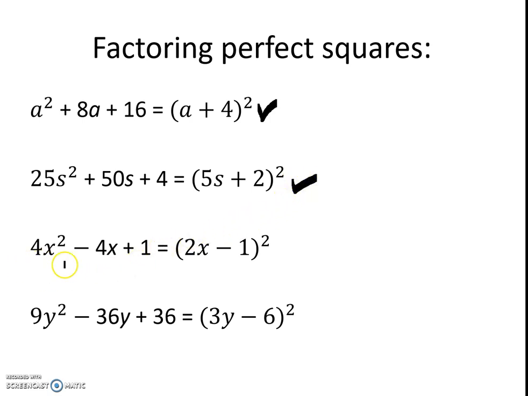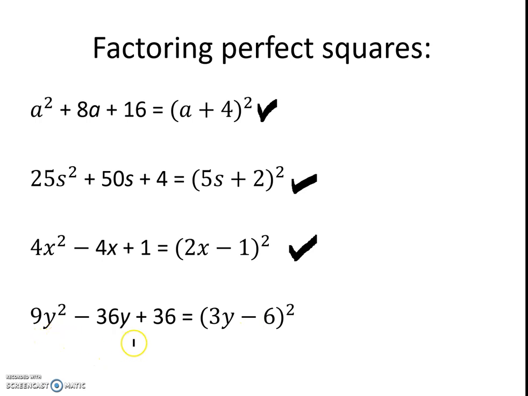Now we have 4x squared. We know the square root of that is 2x. And we need a negative in here, so this guy is going to have to be a negative. So we now know it's 2x minus 1 quantity squared. Again, looking at that same pattern with a negative in the middle but positive on the right, it's going to be a negative in the middle.